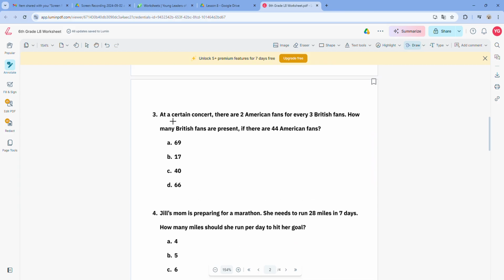For number 3, we have at a certain concert there are 2 American fans for every 3 British fans. How many British fans are present if there are 44 American fans? So when it's asking for something like this, you can set it up as a proportion. So you would do 2 American fans for every 3 British fans is equal to 44 American fans, because we know that there's 44, and the amount of British fans that are present if there are 44 American fans. So you can just use a variable like B to represent this.